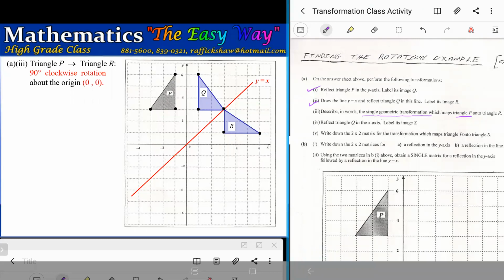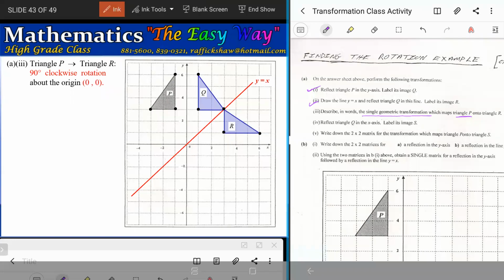Oh, and what did I do? I gave the name of it, and I gave the 3 components: angle, direction, and center. Plenty of people forget the center all the time. Let us not forget the center, please. Everything is important. Let us not forget the center.